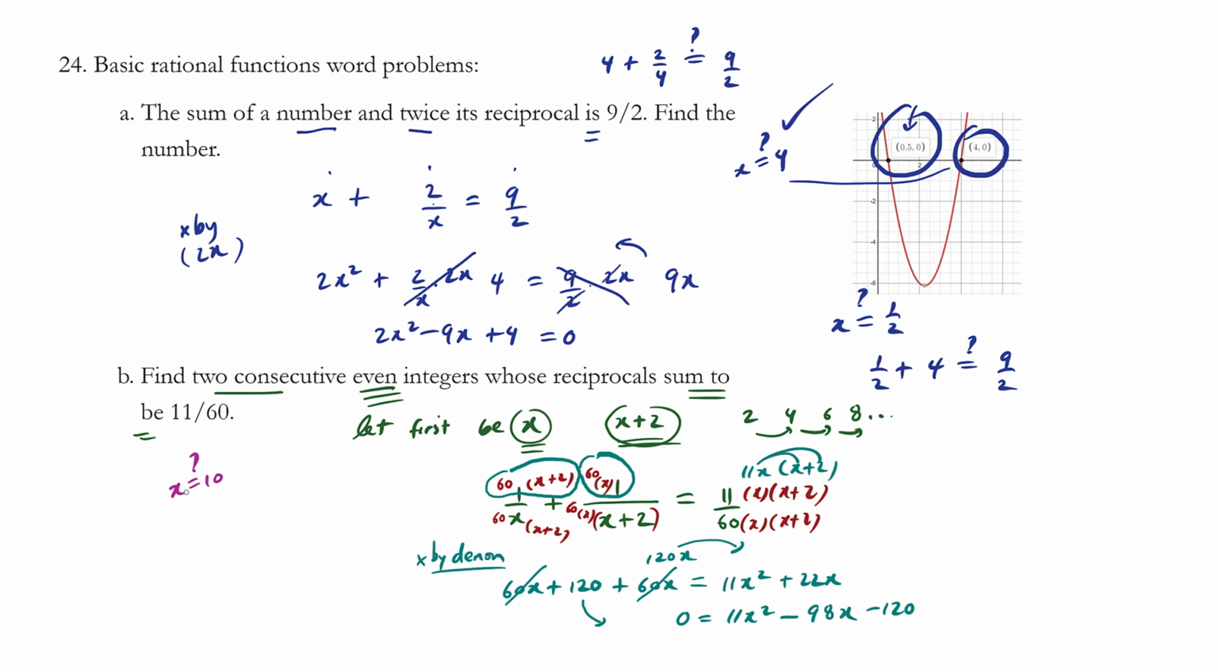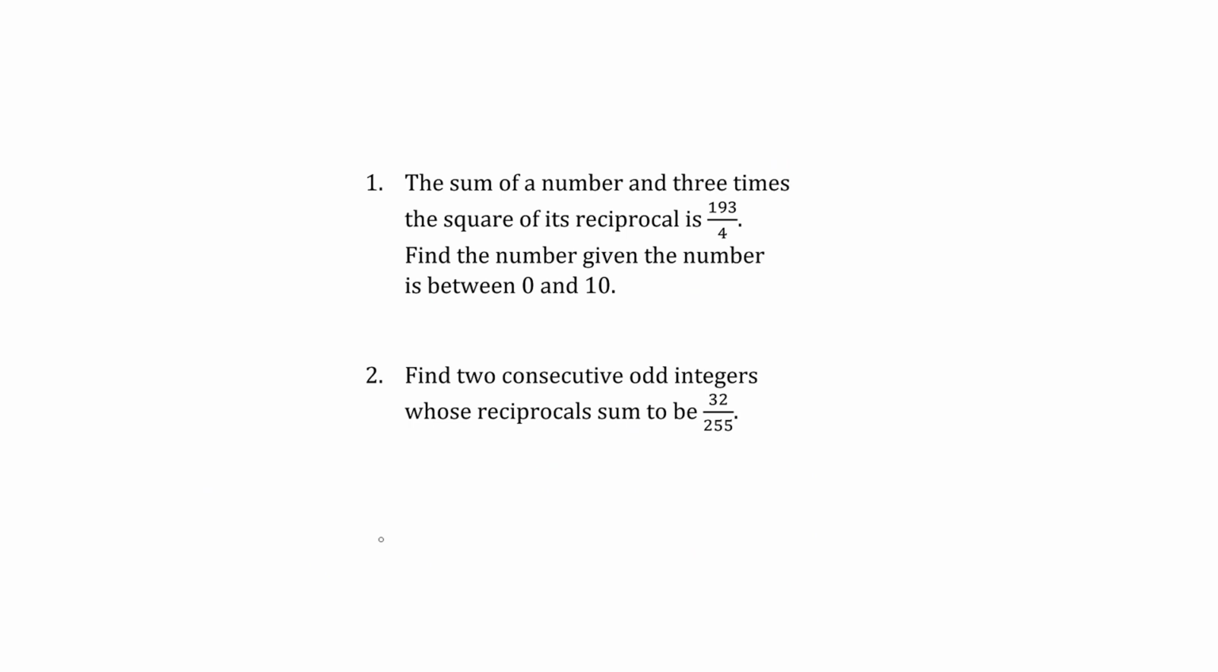So the question is, does x equal 10? The consecutive integers would be 10 and 10 plus 2. So let's focus on 10, comma, 10 plus 2, which is 12. The sum of whose reciprocals is something. Let's try 1 over 10 plus the reciprocal of 12, which is 1 over 12, and that is 11 over 60. And that's the question we're asking. Is it really true? And the answer is yes, it is. Okay, try this word problem. It's your turn.